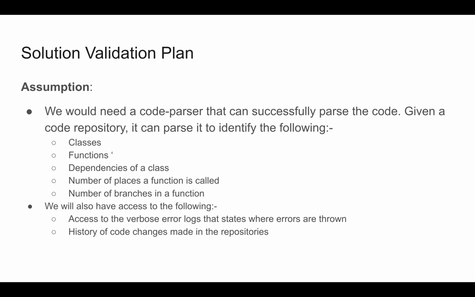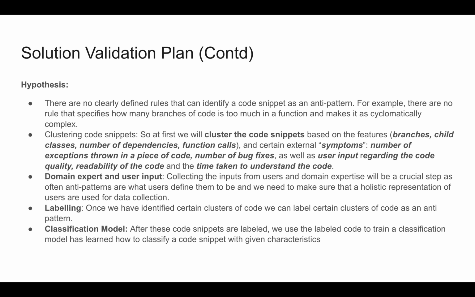The assumption is that we need a code parser that can effectively parse the code to give us the classes, the functions, the dependencies of the class, the number of places a function is called, and the number of branches in a function. So we would assume that we can use one of the existing parsers in the industry. We also need to have access to the verbose error logs, and also the history of code changes made in code repositories.